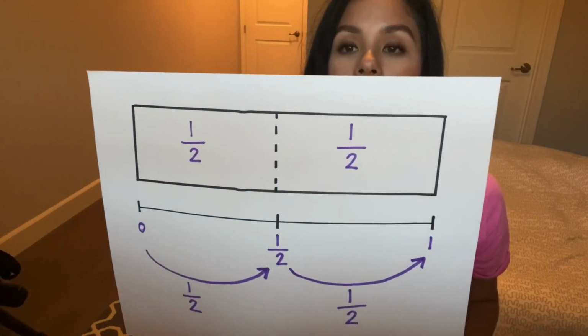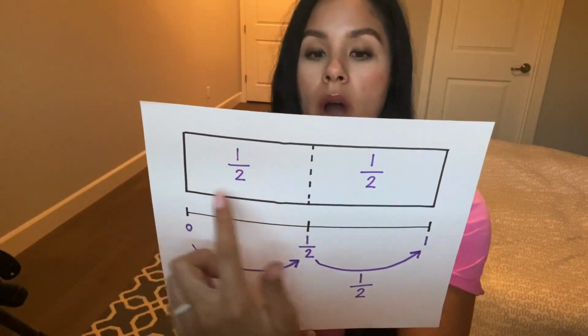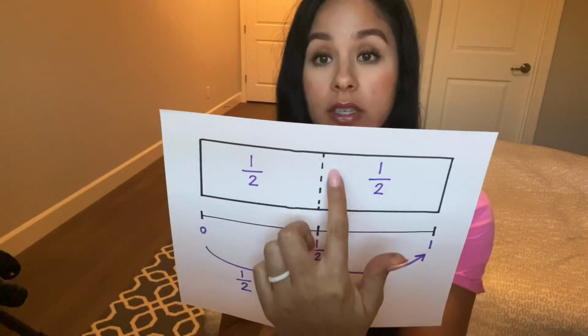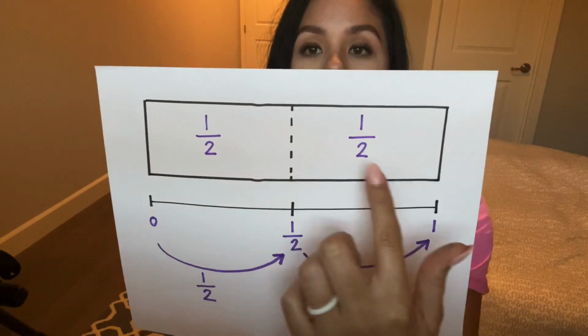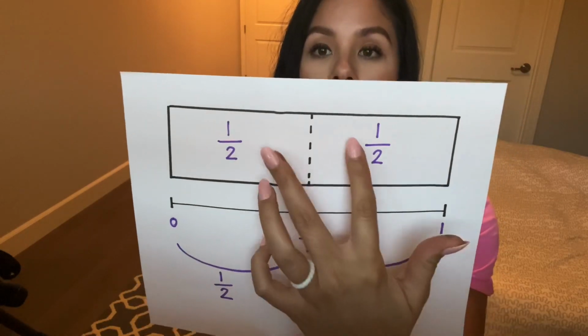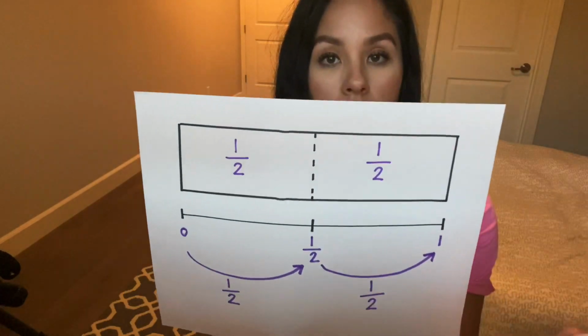So here's an easy example of how I'm going to teach you, and then we're going to go through a few examples together, okay? So here you're going to see here that this bar is split into halves, right here down the middle, and you can see that 1/2 here, and there's the other half, okay? 2 halves make one whole.